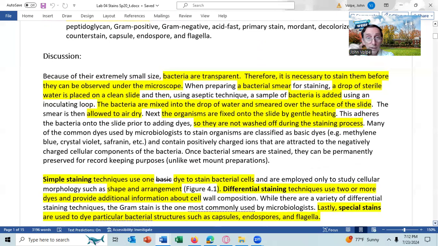So bacteria are essentially transparent, therefore it is necessary to stain them before they can be observed under the microscope. A bacterial smear is a procedure you do before you stain the cell. You add a drop of sterile water placed on a clean slide. You then add the bacteria to the water, and then the bacteria mixed in the drop of water are smeared all over the surface of the slide.